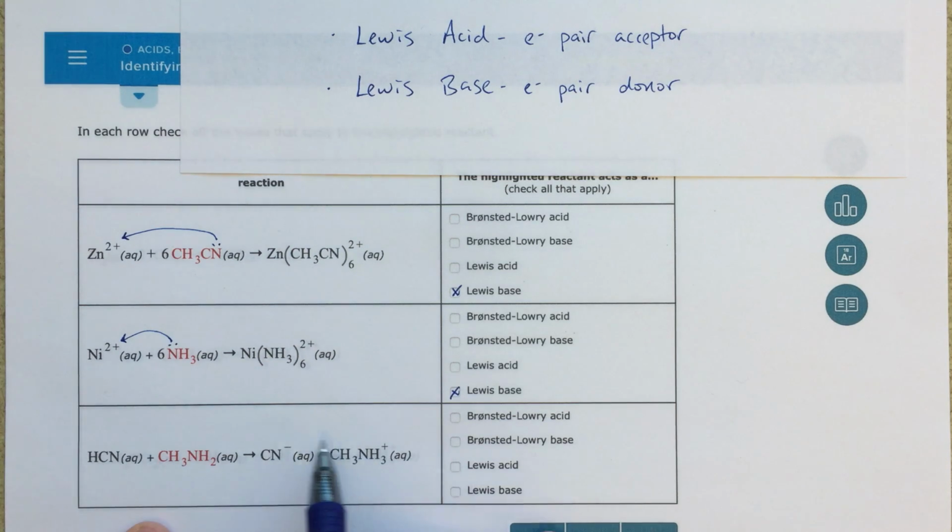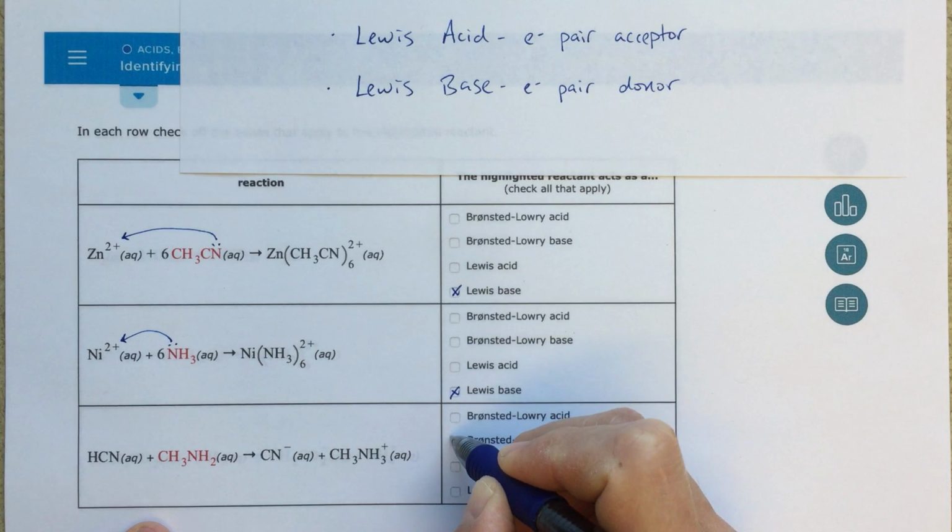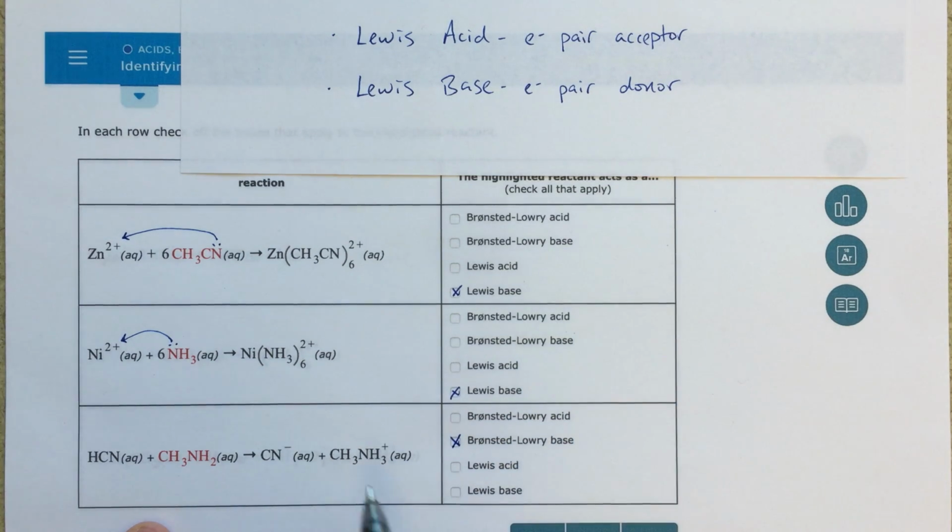So this is more like what we're used to seeing here in chapter 15. In this case, this is going to be a Bronsted-Lowry base. So it's hard to keep straight, right? This is going to be accepting the proton. So it accepts the proton to form this, right? So this would be the conjugate base, conjugate acid. Make sure that you're comfortable with those terminologies.